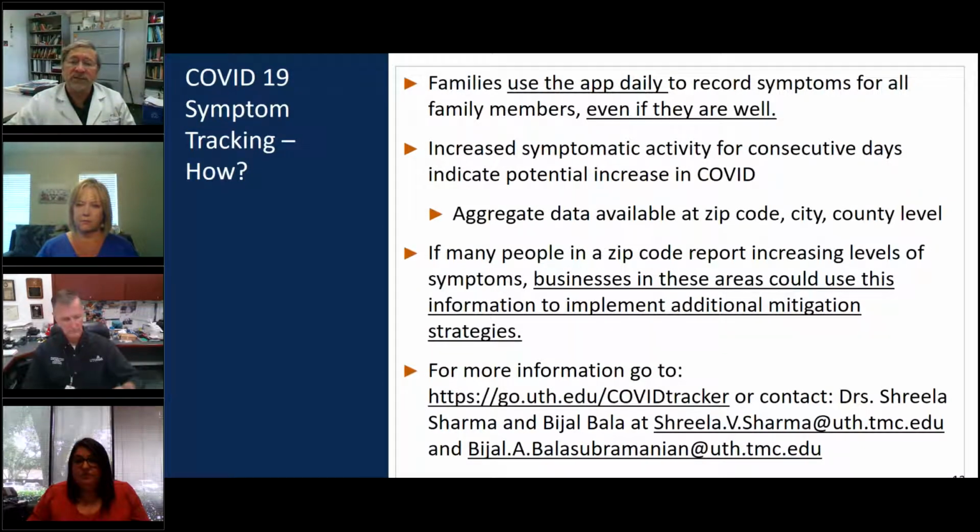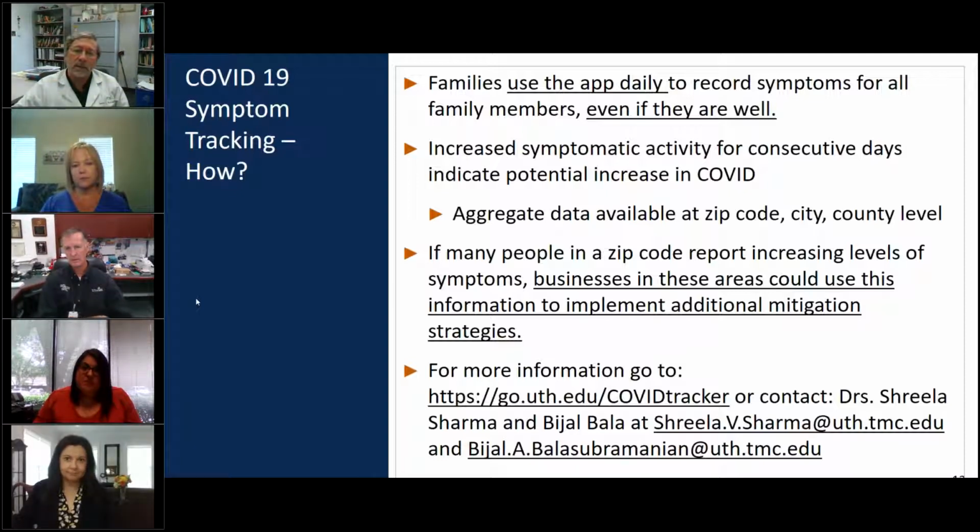Anybody can use it. Families can use it for their families, and people in zip codes and counties and cities can do it. So businesses, as I was saying, in these areas could use this information to either add more mitigation strategies or at least feel comfortable with the ones that they've already implemented. So if you want more information on this, our colleagues, Dr. Srila Sharma and Bijalwala at the School of Public Health, will be happy to answer any questions. Again, it's totally free, and it's a service that we're providing to the community.